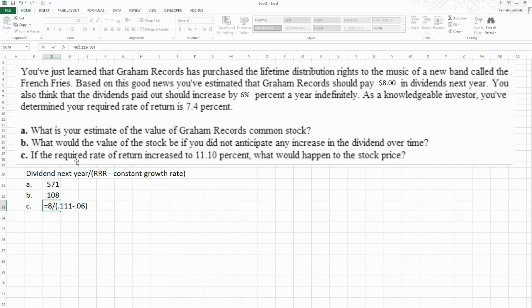Because my required return is rising, I basically think perhaps the company is riskier than I thought it was in part A with that 7.4% required return. There's more risk associated with those future dividends, so they'll have a lower present value. So the value will drop compared to part A, which is exactly what happened.